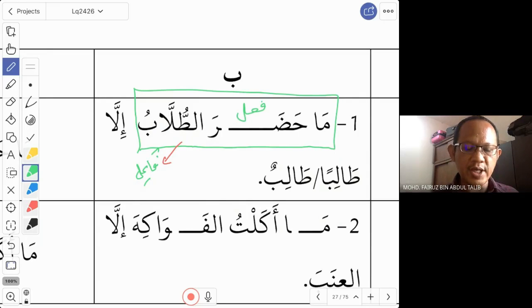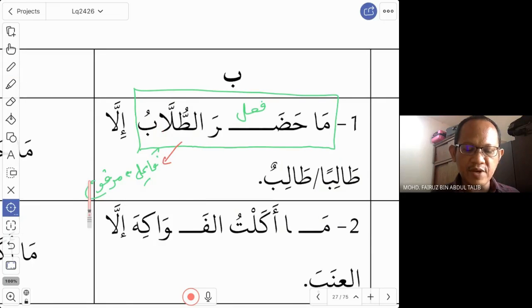Of course you know that a fa'il is always marfu. It's always in the state of marfu. That is why here we read at-tullabu. So since the word tullab is marfu, therefore the mustasna minhu, you can just use the same hukum, the same hukum of marfu. So in this case, that is why it becomes talibun. Now we have two options, either illa taliban, or you can say illa talibun, because it follows the mustasna minhu in terms of its hukum, its i'rab.